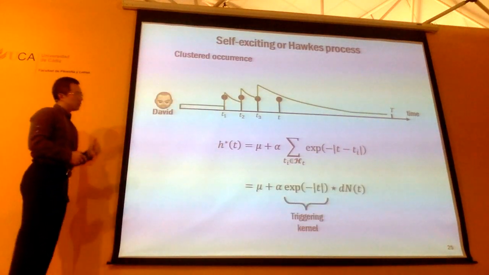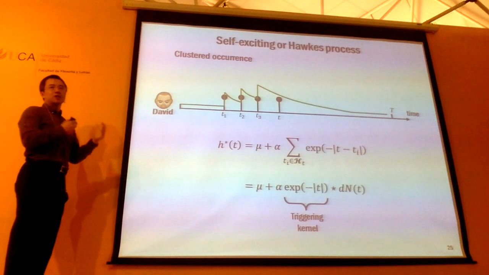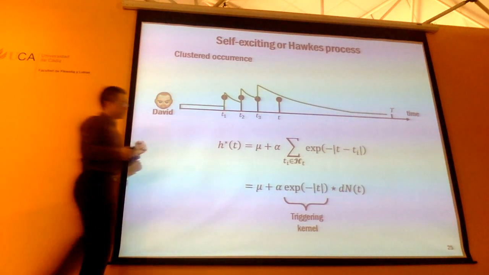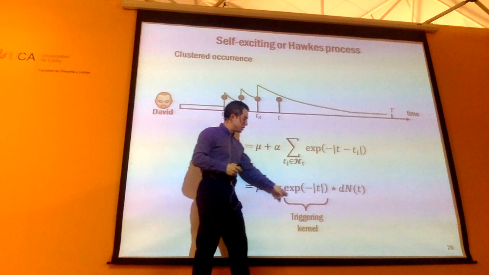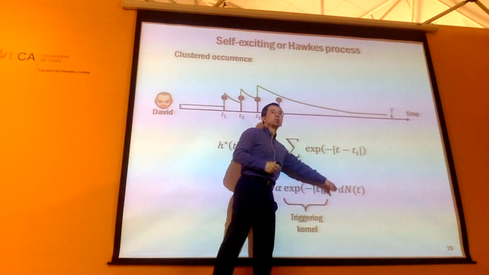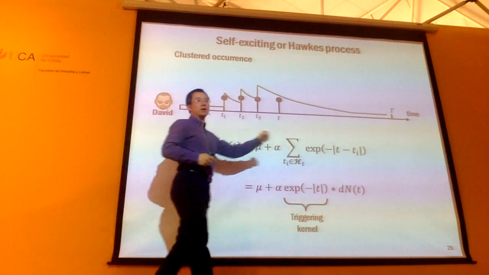Sometimes you also see people write this self-excitation Hawkes process in such a manner, as some kind of convolution between this kernel function and the counting process. So this is more mathematical.